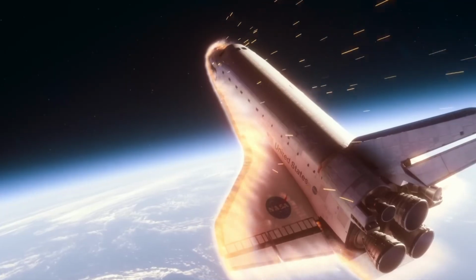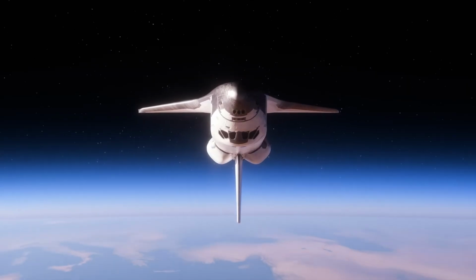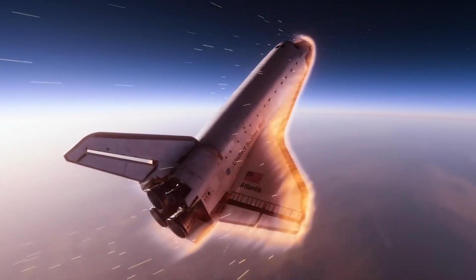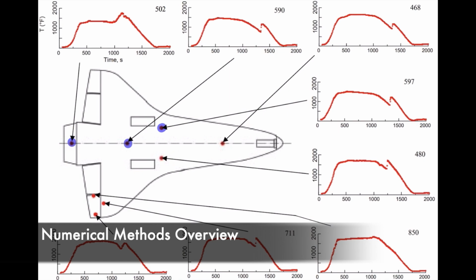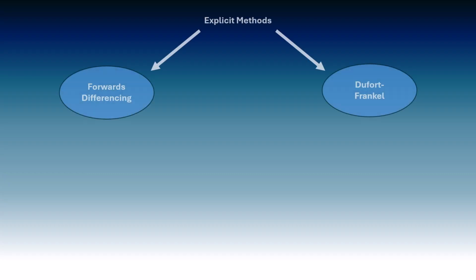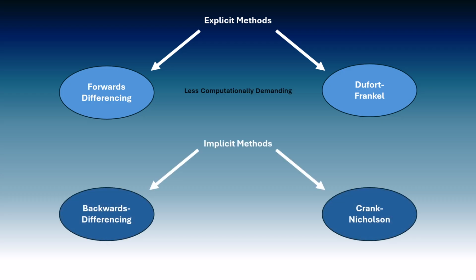The goal is to simulate how heat travels through the tile during re-entry, and recommend a minimum tile thickness that ensures the spacecraft remains safe through the use of a graphical user interface. Starting with temperature profiles from the image-based data, 4 numerical methods were used to calculate how heat transfers through the tile. The explicit methods, forwards and DuFort-Frankel, calculate the next temperature directly from previous values, making them the least computationally demanding. The implicit methods, backwards differencing and Crank-Nicolson, solve a system of equations at each time step, making them unconditionally stable at large time steps.